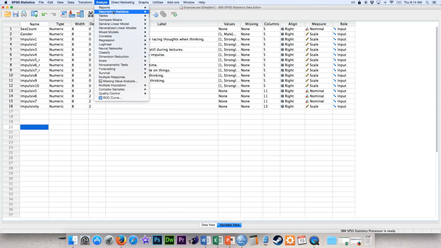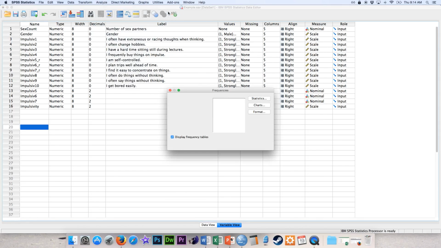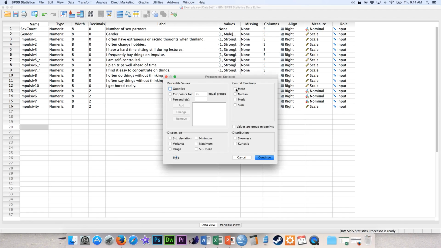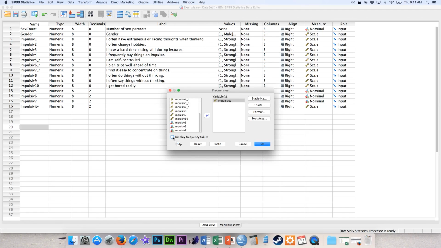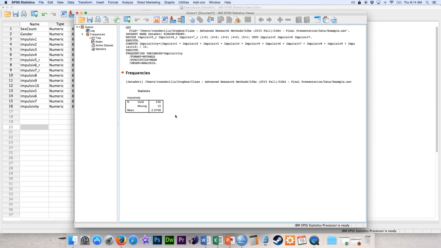So you can go Analyze, Descriptive Statistics, Frequencies, and just pop in that little impulsivity variable and go to Statistics and just check off mean. That's all we need. Hit Continue. You can also check off where it says Display Frequency Tables. Just turn that off because we don't need that. Click OK. And it gives you the mean.